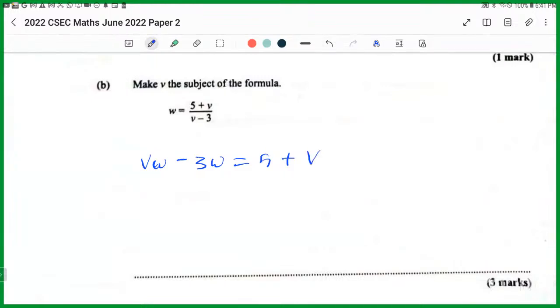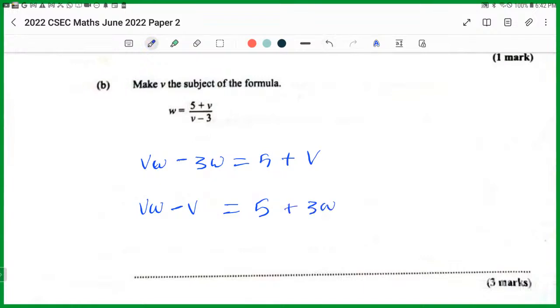Then I want to get this v over here with this v. And I want to get this over on the other side, but there's no v on it. So I'm going to leave this vw and take this v over this side and subtract it. Minus v equals this 5, which is already on the right side. And this minus 3w comes over on the right side and becomes a positive 3w.